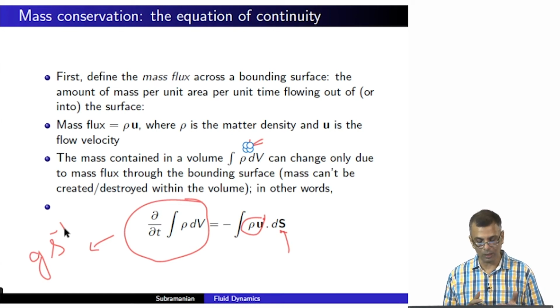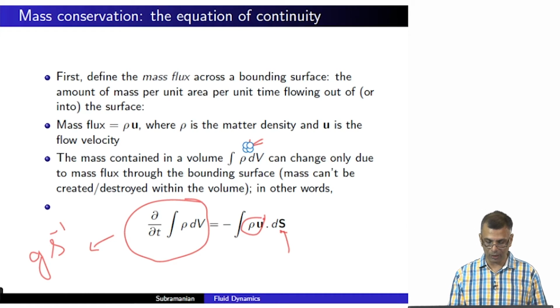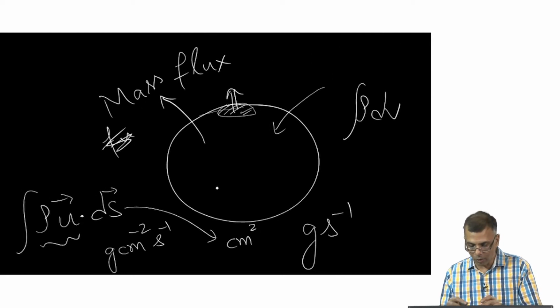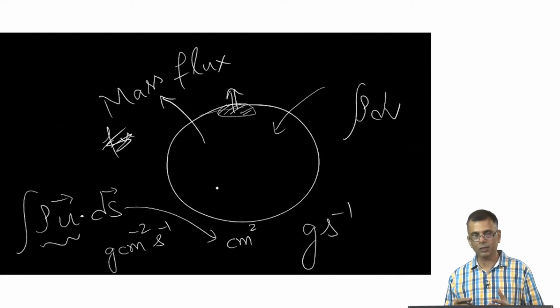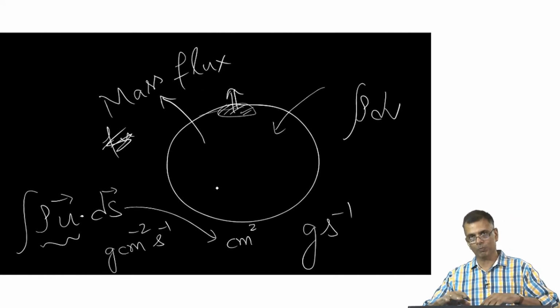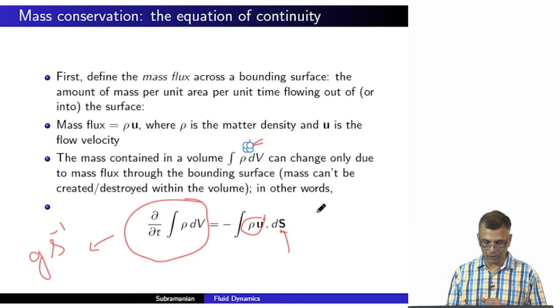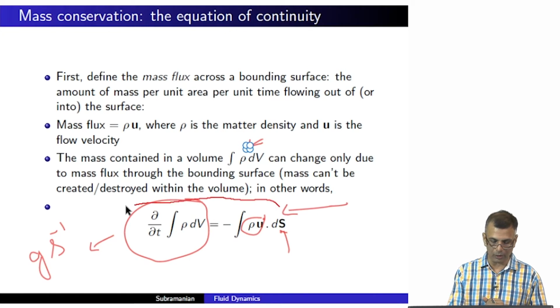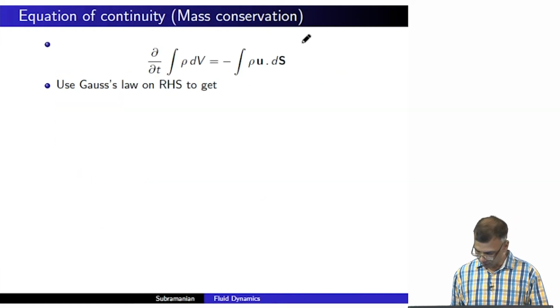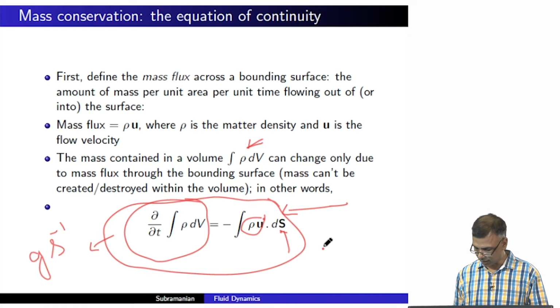Mass cannot be created or destroyed inside this volume. Therefore, the only way the total mass inside this volume can change is because of mass flux, because something is carrying matter away or inside this volume through the surface which is bounding this volume. That's what this entire equation is telling you. Okay, so this is the same thing that we wrote here. It's exactly the same thing, no difference.